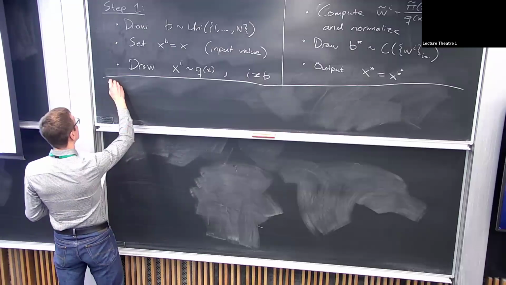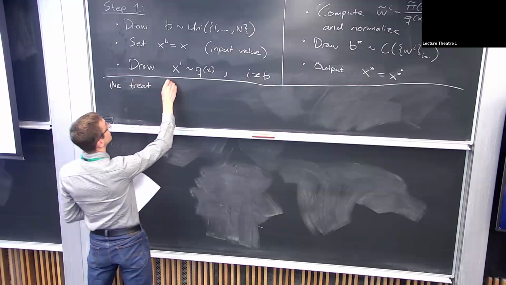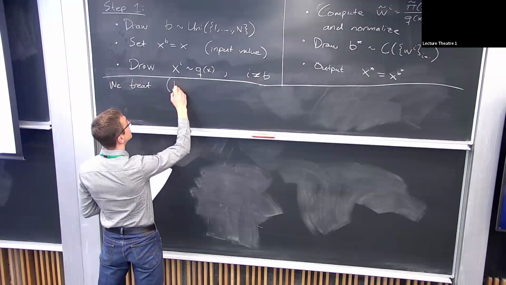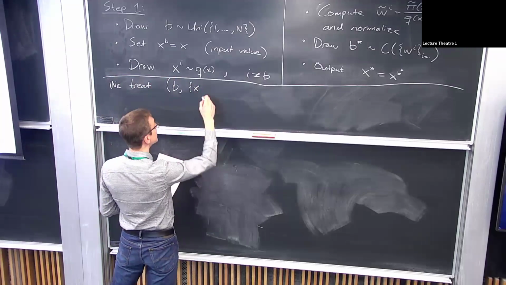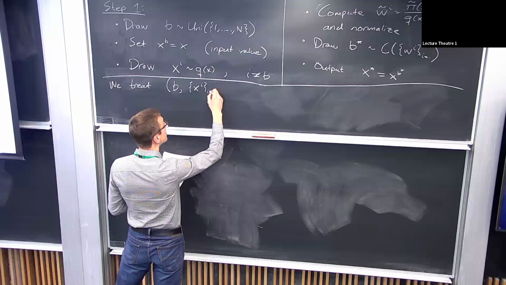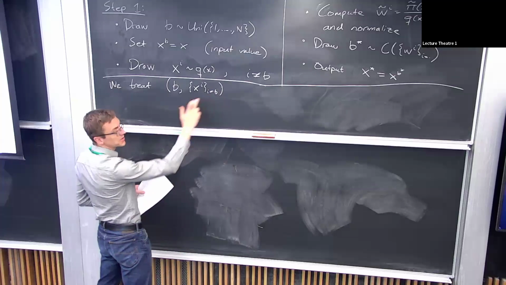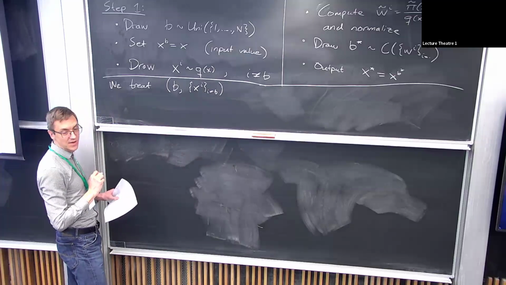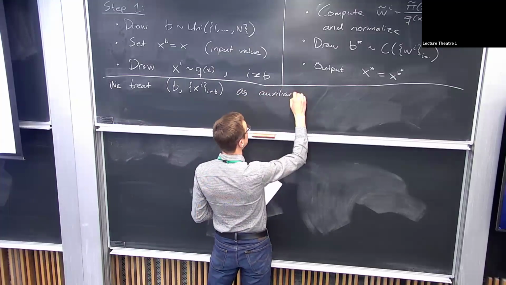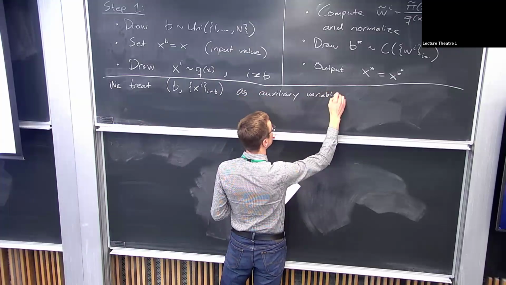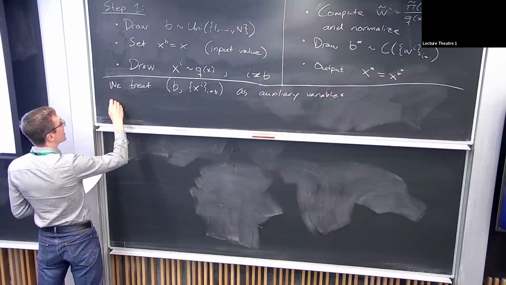So we treat all of these variables generated by the procedure, and that would be B and the x's except the one that is an input, as auxiliary variables. And we will define an extended target.